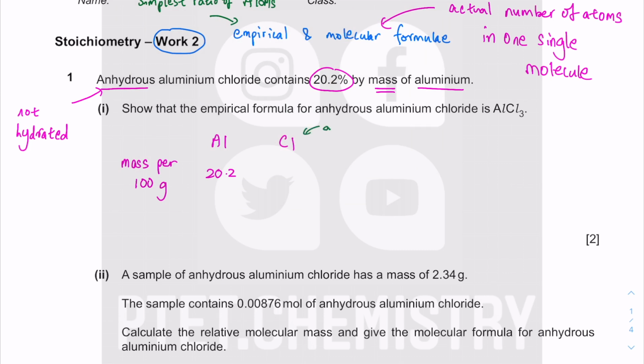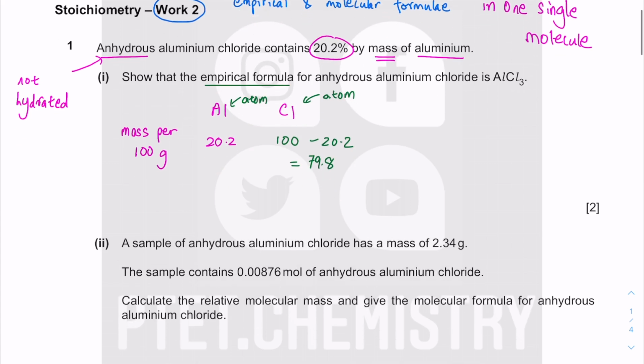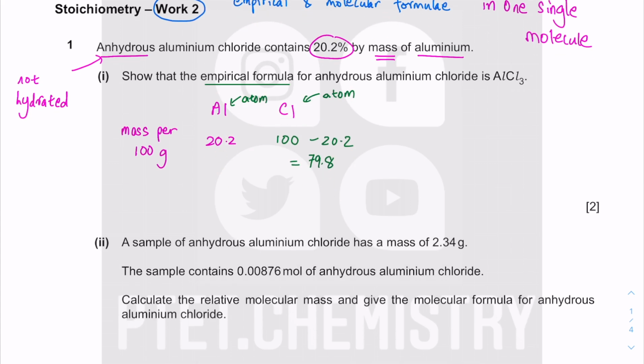Be careful, we are comparing the simplest ratio of atoms because they want the empirical formula. This goes back to your definition of empirical formula. You do not compare atoms with molecules, because it's atoms to atoms for the simplest ratio of atoms. So it's out of 100 gram minus 20.2, because there are only 2 elements in it. There's aluminium and there's chlorine. 100 minus 20.2, I get 79.8. This is in gram, out of 100 gram, the percentage by mass.